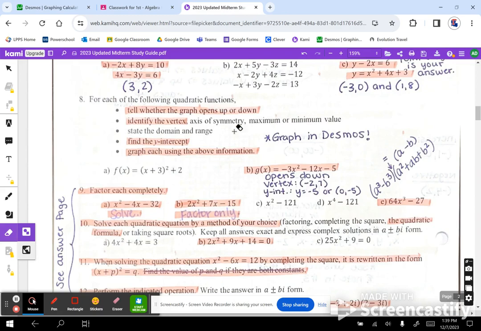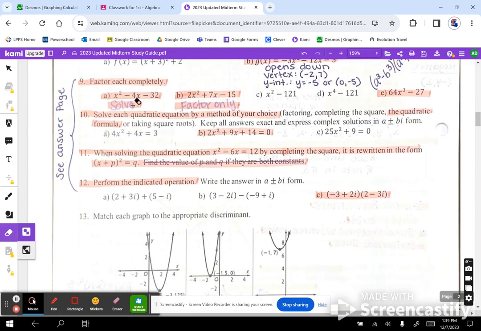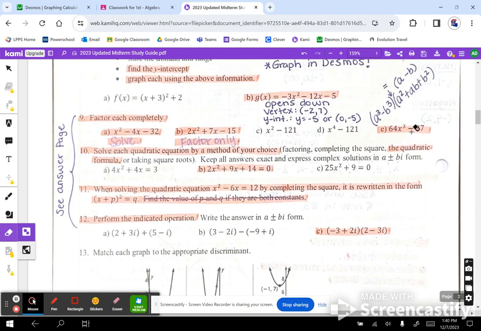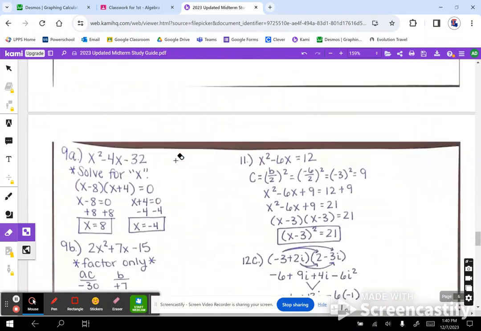Okay. Number 9, factor completely. Now on part A, I wanted you to actually solve. I wanted you to solve and find me the x value of this graph, okay? On part B, I wanted you to factor only and give me the 2 binomials. And part E, you're going to factor only. Okay, but part A, I wanted you to solve. So let me scroll down here because I did all this on a separate sheet of paper right here.